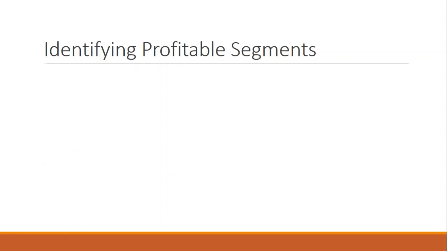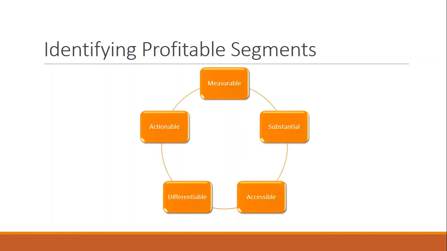Now let's talk about identifying profitable segments. We have already discussed how the market can be divided into n number of segments, but how do I know that a segment is profitable for me? Over there, there is a framework that is used, or a set of guidelines. The segment that you have identified needs to be 5 things. It should be measurable, substantial, accessible, differentiable, and actionable.